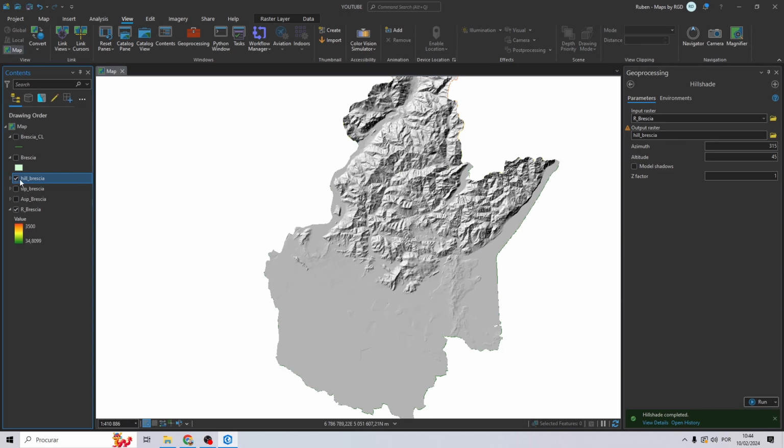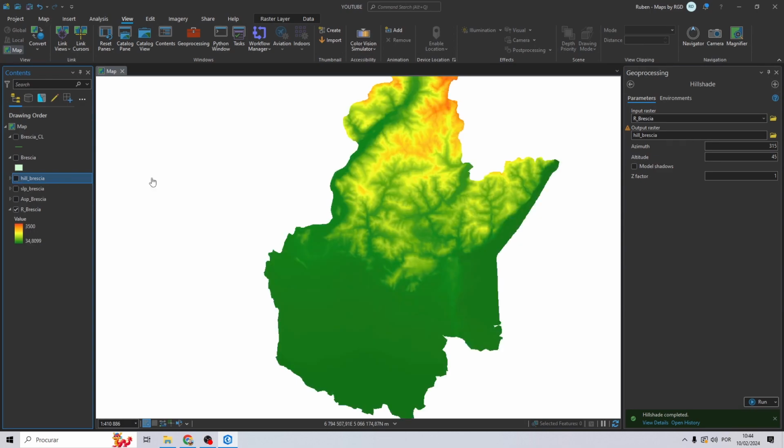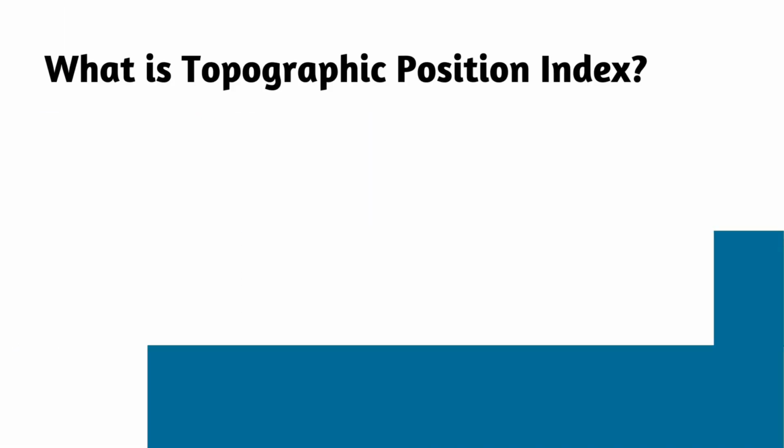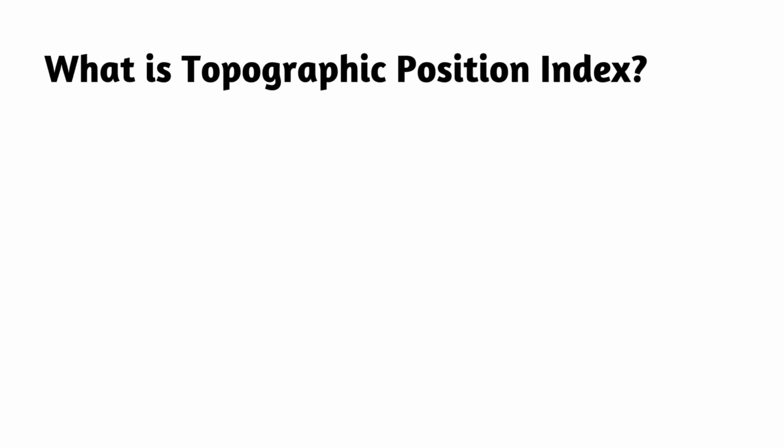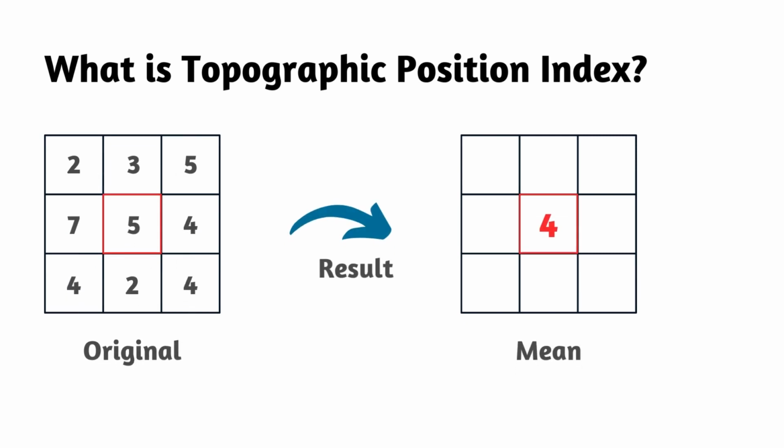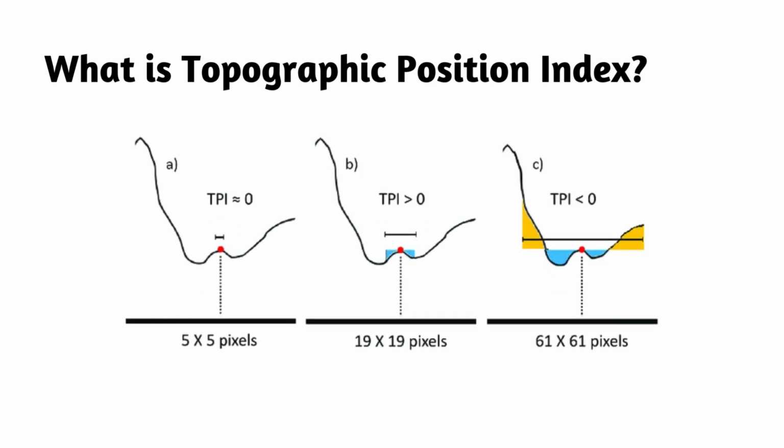To finish this tutorial, let's create a topographic position index. A topographic position index provides information about how a particular location compares to its neighboring terrain. TPI is calculated by taking the elevation value of a central cell and subtracting the mean elevation value of its surrounding cells within a defined neighborhood or search radius. The resulting value indicates whether the central cell is located in a depression, on a ridge, or in a flat area compared to its surroundings.